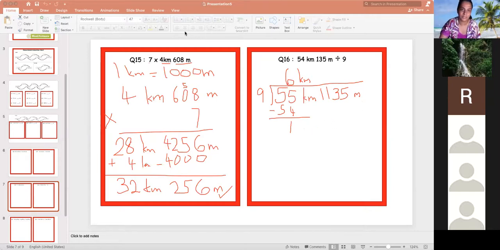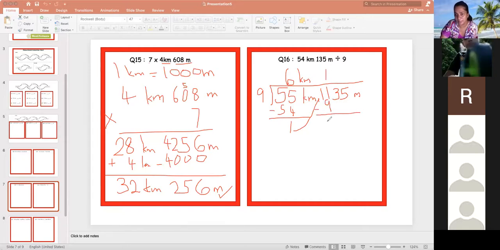Because why? Kamu ada remainder di sini. You got a balance of 1 kilometer. So you're gonna change it to become meters and then you divide by 9. Balance ni kena tukar dulu. Baru kena bahagi. So then you ask yourself, okay, 1 divided by 9 cannot, 11 divided by 9 will be 1. You do your normal division. 11 minus 9, over here 2. You bring down your 3.